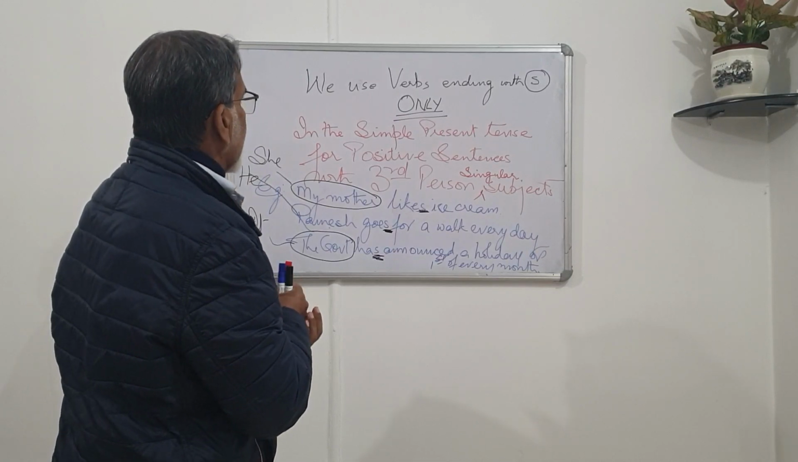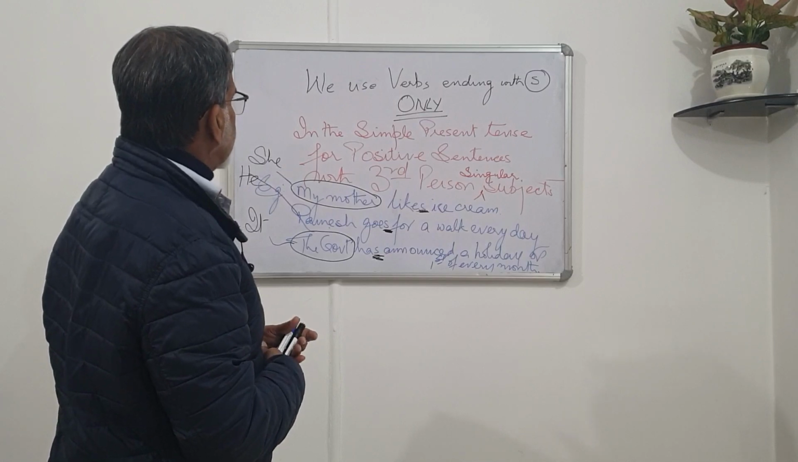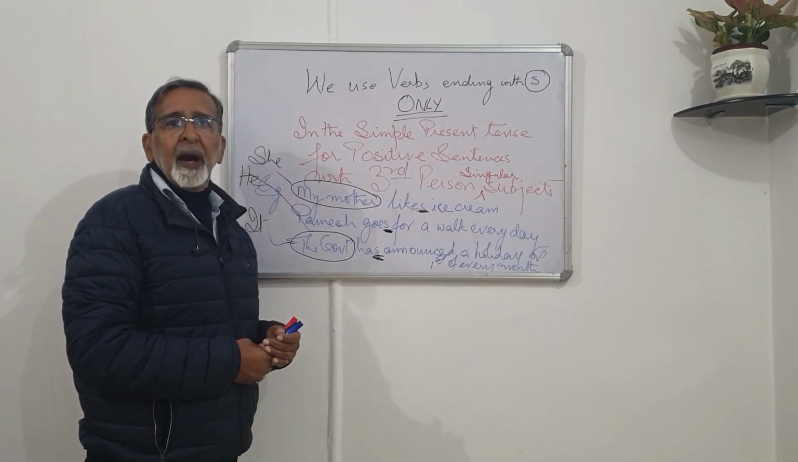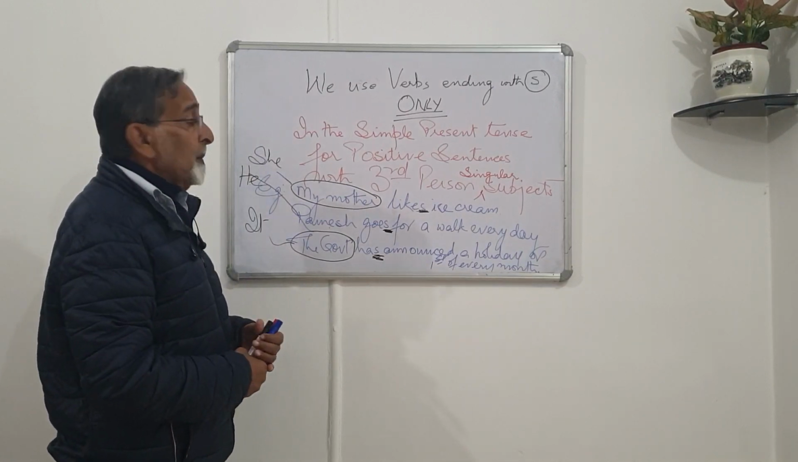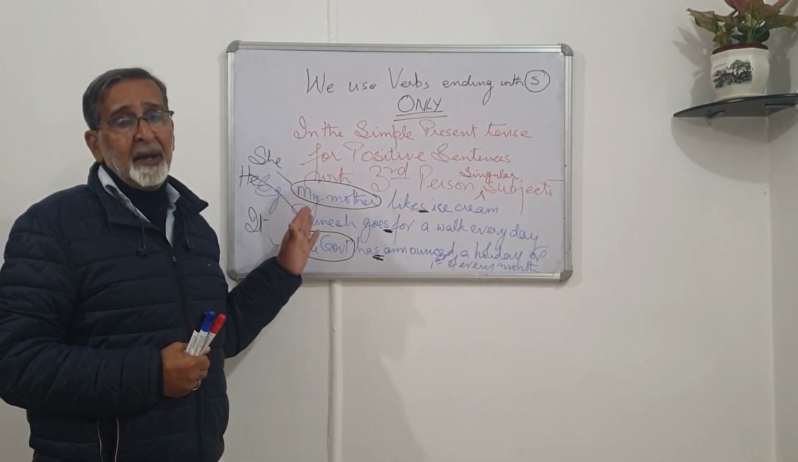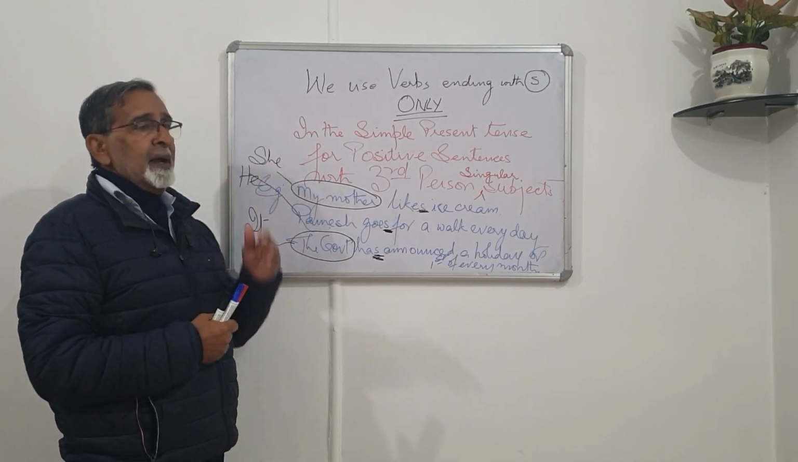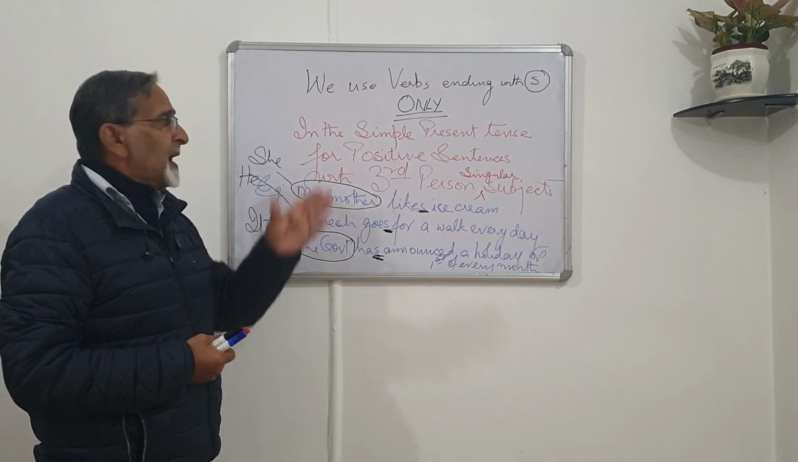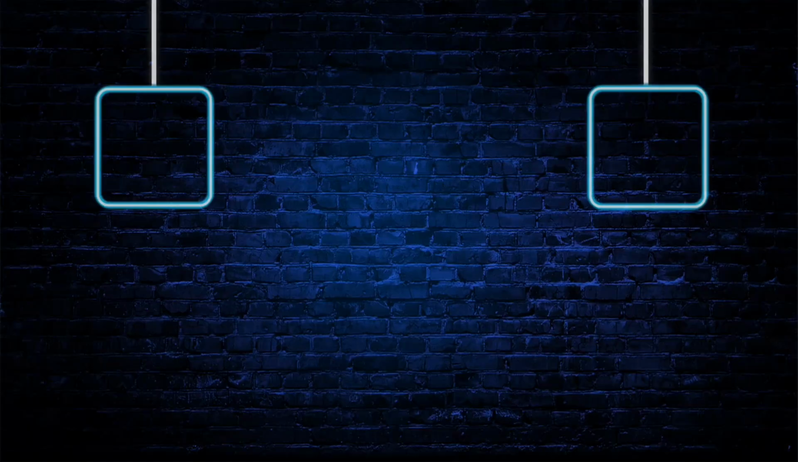So the negative and interrogative sentences we will be doing next time in our next class. Okay? But please, for the time being, as long as we don't have our next class, please learn the strong and weak verbs and the uses of this tense. Thank you very much.